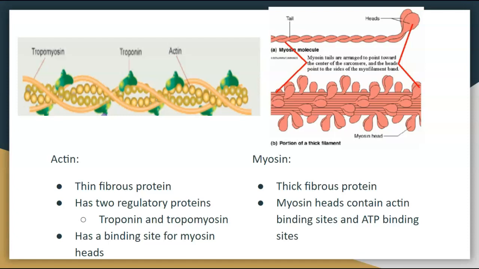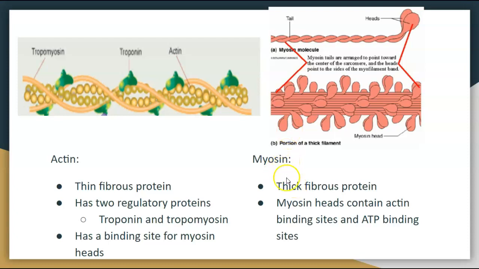And actin has a binding site for myosin heads, which are these like golf club looking things. So these myosin heads actually connect to actin. And we're going to talk about how that happens in a minute. But this is how these two myofilaments are responsible for muscle contraction.